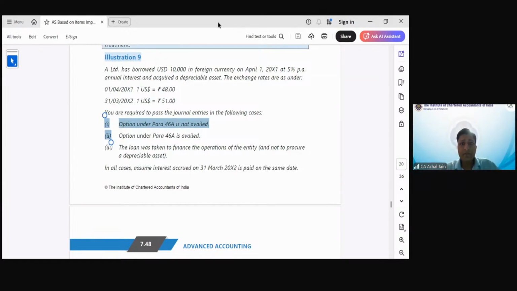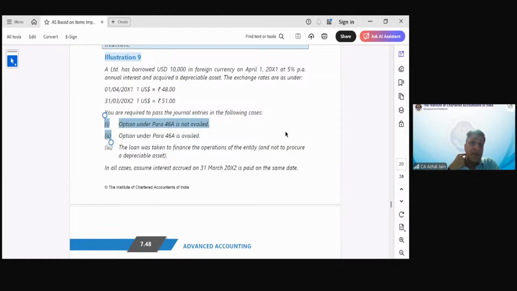Clear? Anil, Somya, are you clear on this now? Over to you quickly. Are you clear on this? Okay, Somya is clear. Very good. Anil, you are clear on this?